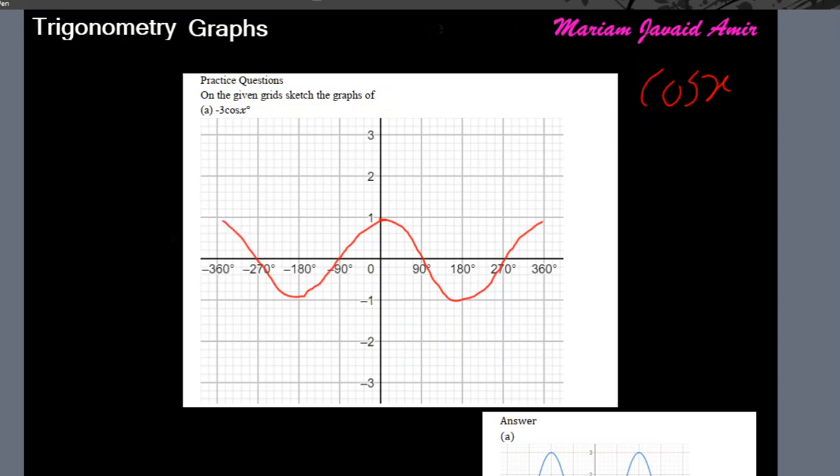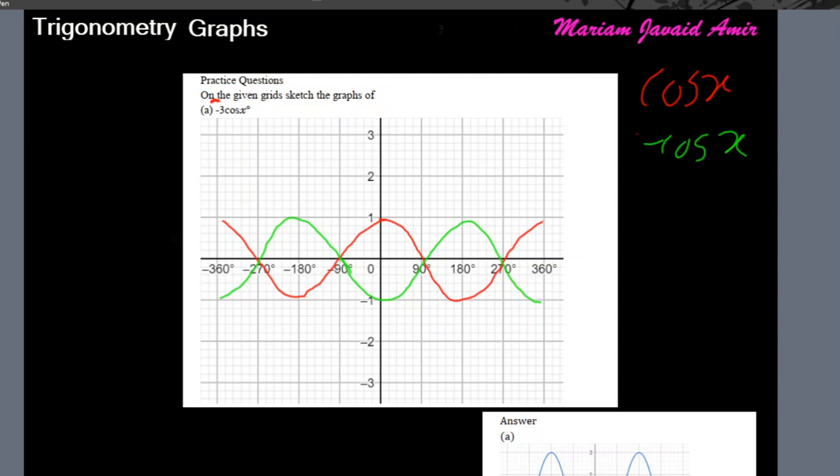So this is roughly cos x. Now I'll sketch minus cos x. So minus cos x means flip the graph on the x-axis. So take a mirror image on the x-axis. So the graph would look roughly like this. Make these graphs with very light dotted lines because we'll be rubbing these later.